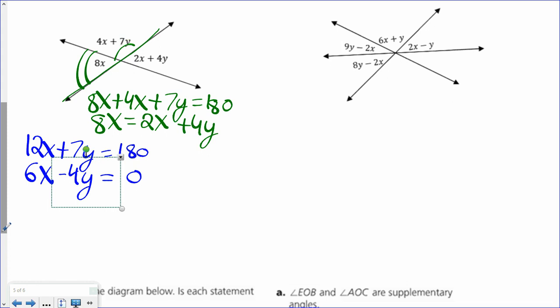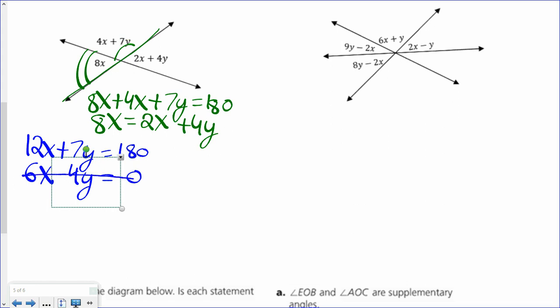Okay. Now, at this point, you're going to try to cancel out a variable. Which variable would you like to cancel out? The x? All right. Right now, we can't do that. In order to cancel out the x's, they need to be the same coefficient but opposite signs. Right now, it's positive 12 and positive 6. How do I take care of this dilemma? Yes. Multiply the bottom by -2.